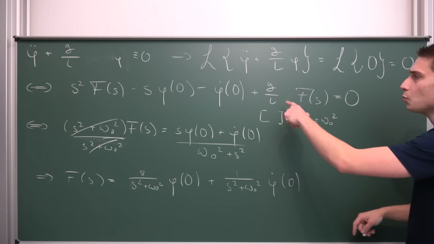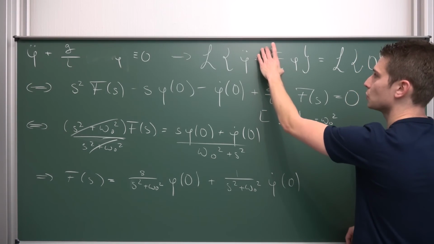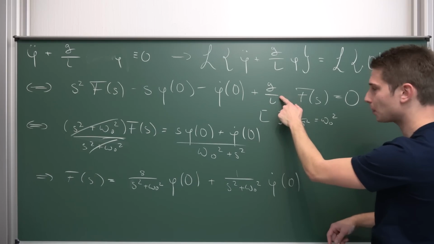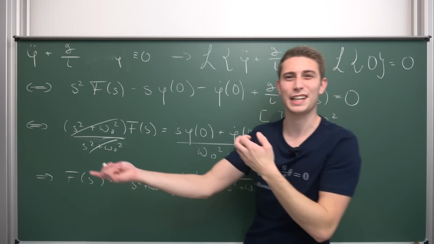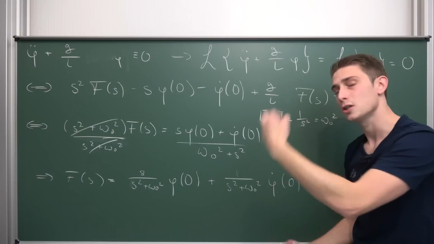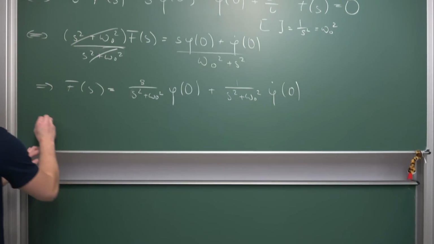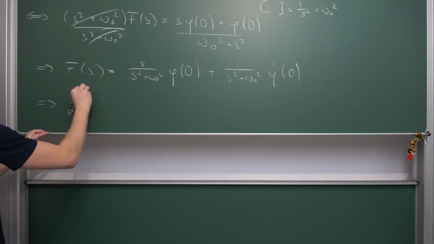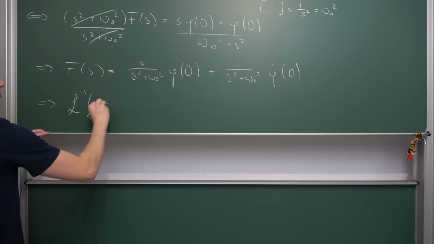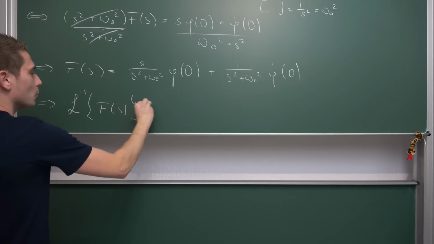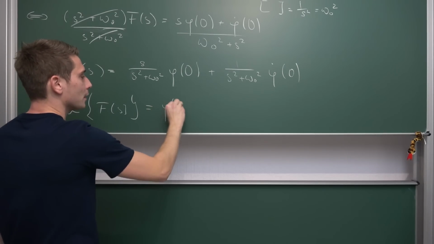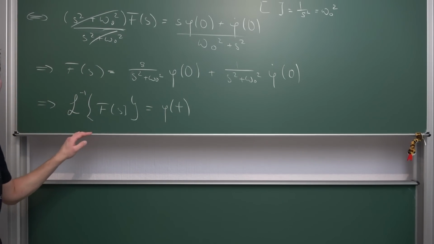This is what happened before. We applied the Laplace transform to this part right here, and we got g divided by L times F of s. And now we want to get everything back from the frequency space to our time space. Meaning if we apply the inverse Laplace transform to F of s, we are going to get phi of t out on the other side. This is what we want to have.